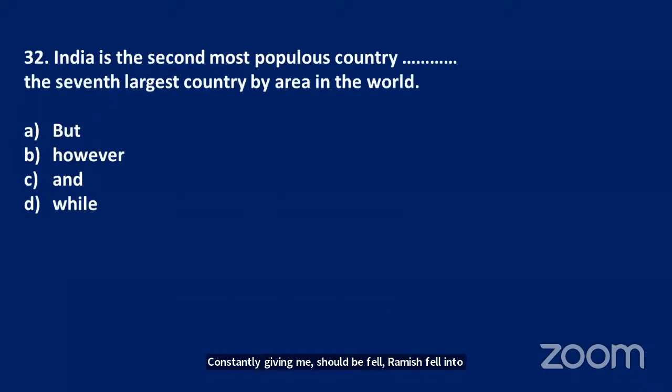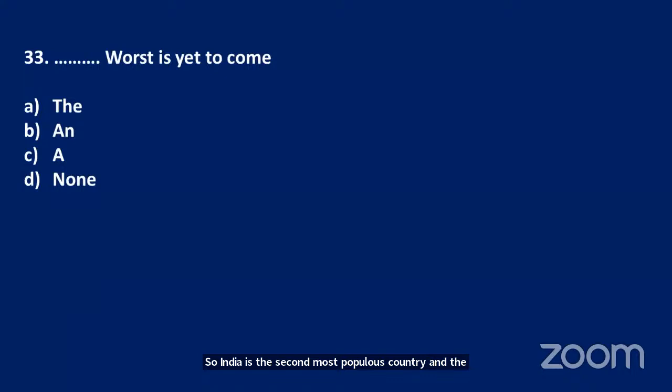India is the second most populous country, dash, the 7th largest country by area in the world. So is it but, is it however, or is it and, or is it while? Yes. Let's see how many are giving me the answers. It's option B, option C, but many say it is option C. Yes, it is and. All right. So India is the second most populous country and the 7th largest. All right. See the next question.